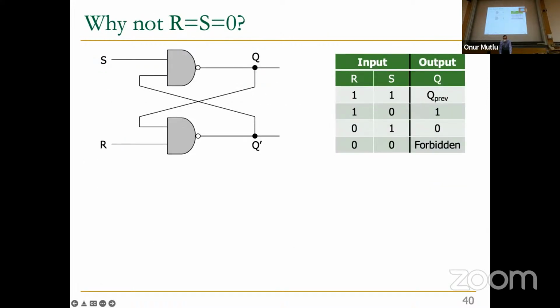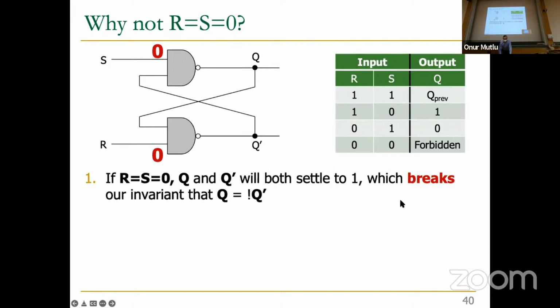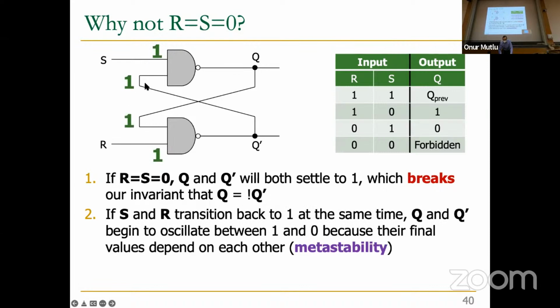So let's talk about this forbidden state a little bit more. Why is it forbidden? There are two reasons. This is principal design, right? In the steady idle state, when S and R are both 1, Q should be the complement of Q bar. But if R and S become 0, Q and Q bar will both settle to 1, which breaks our invariant. This causes a problem later, which is number 2 over here. If S and R transition back to 1 at the same time, how does the circuit settle? It becomes very interesting, right? Now you have 1, 1 over here and 1, 1 over here. How does the circuit settle?